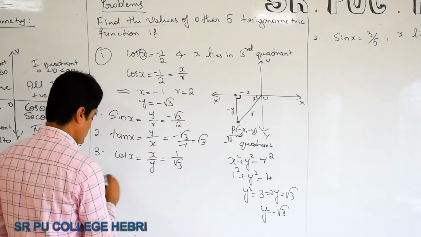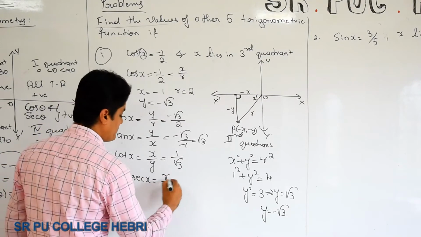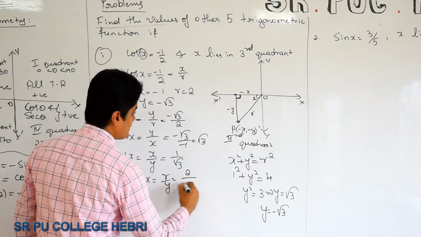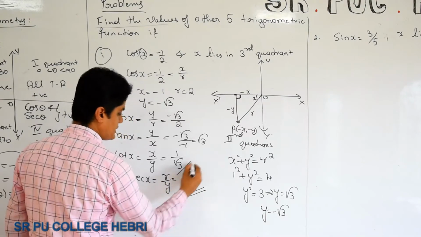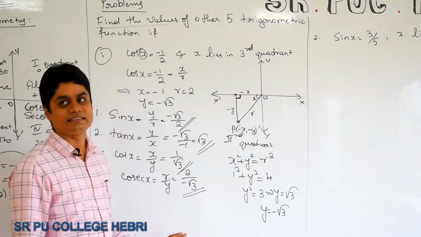Got it? Fourth one, cosecant x. Cosecant x definition is r by y. R is 2. Y is minus root 3. I hope you understood. Once you get all the three sides, the remaining part is easy to write.